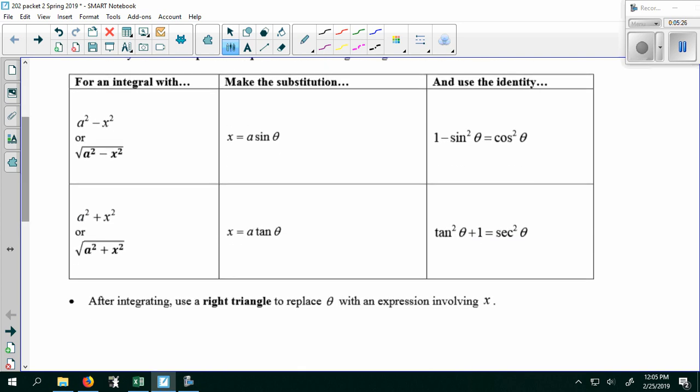If you have an integral that has a squared minus x squared alone or under a radical, make your substitution be x equals a sine theta, and then this identity will come in handy, the Pythagorean identity for sine squared and cosine squared. If your integral has a squared plus x squared alone or under a radical, use the substitution x equals a tan theta, and then use this alternate version of the Pythagorean identity. Tangent squared plus 1 equals secant squared.